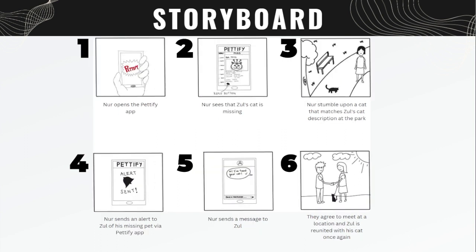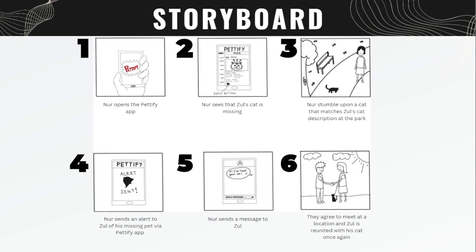Next is the storyboard for someone who has found the missing pet. And what do they do? Firstly, she opens the Pettify app, and then she sees that Zul has created a poster of his missing pet. And on a sunny day at the park, maybe Noor stumbles upon a cat that matches Zul's cat description.